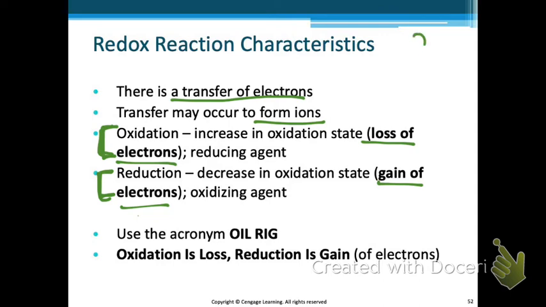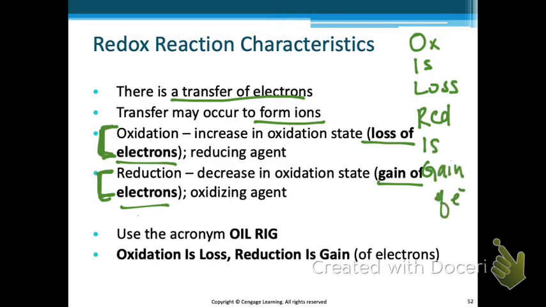We will use the acronym OIL RIG. I use oxidation is loss, reduction is gain, and I even write at the end of electrons so I remember. Oxidation is loss of electrons. Reduction is gain of electrons. And we're going to see what that means here in just a second.